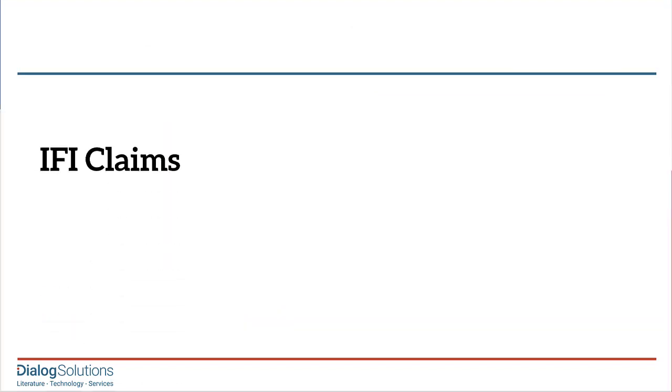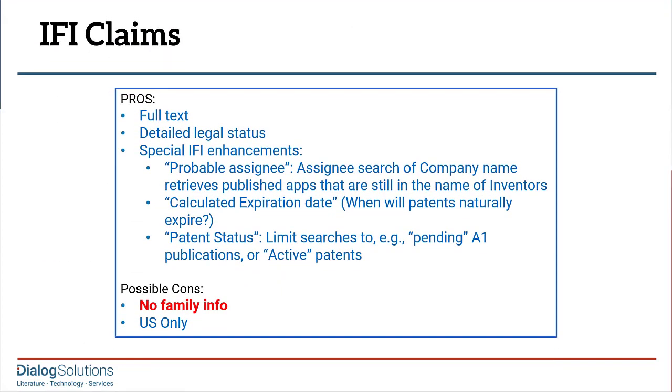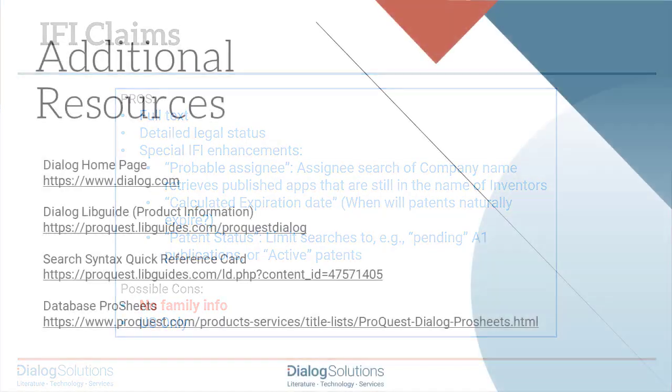But if you're focused on U.S. patent publications, and especially if you're interested in the very latest patent activities by a company, or if you want to know what kind of patents they currently have in the pipeline that are not yet granted, then you might want to consider the benefits of using the IFI Claims database so that your patent assignee searches will also look for probable assignees. So that's it.